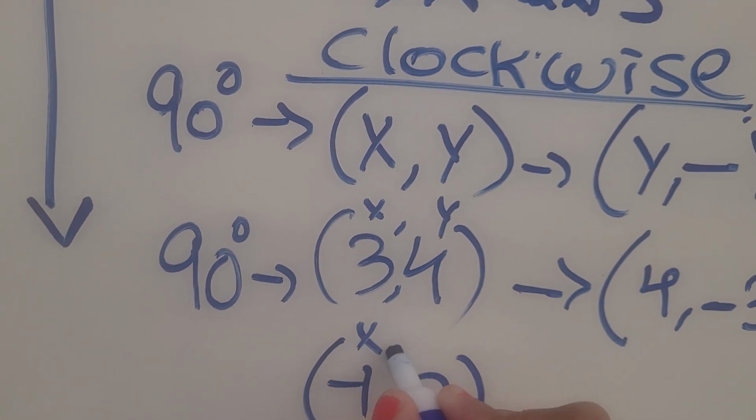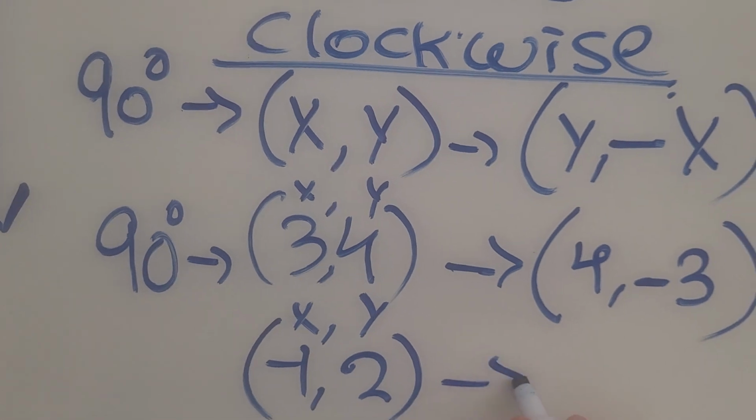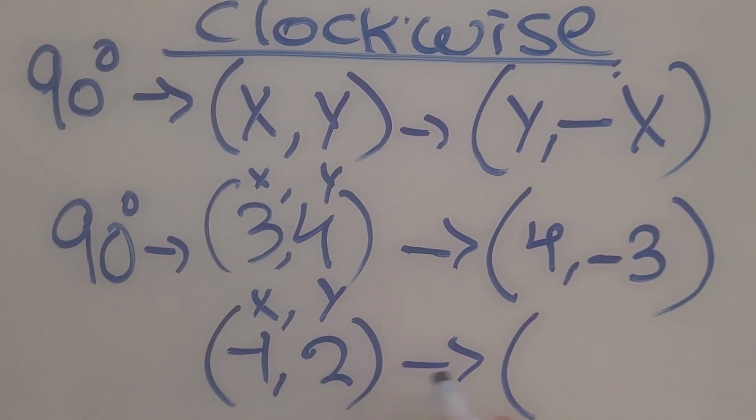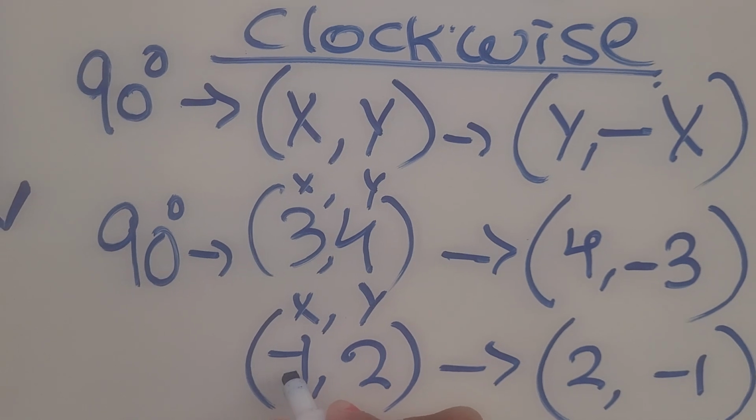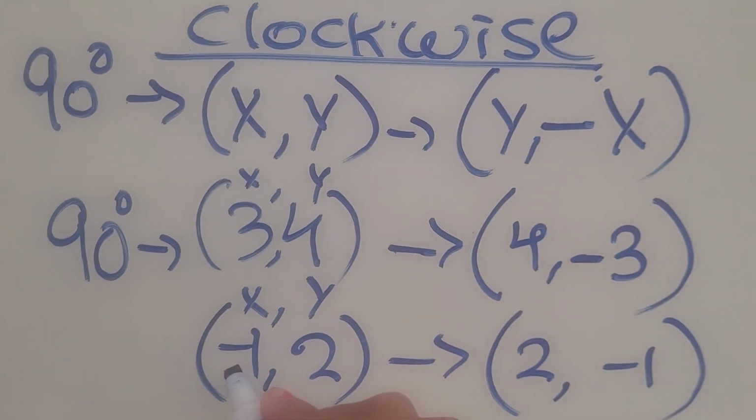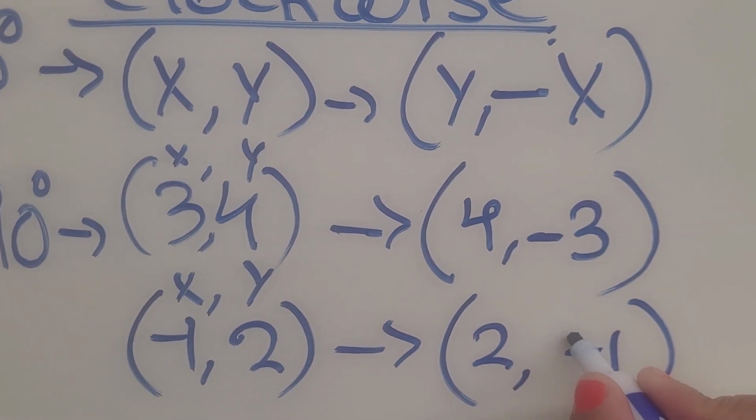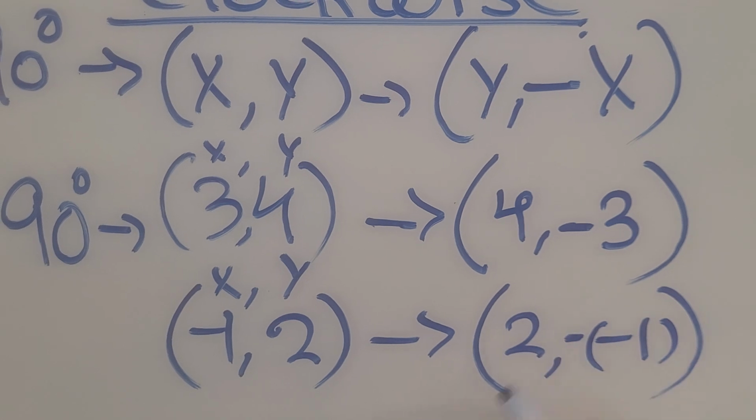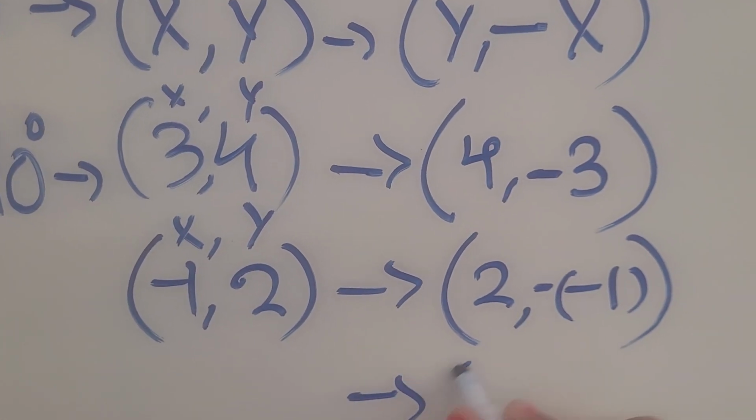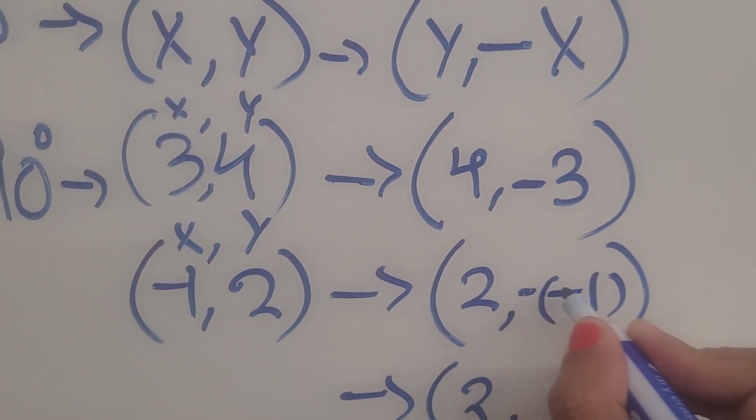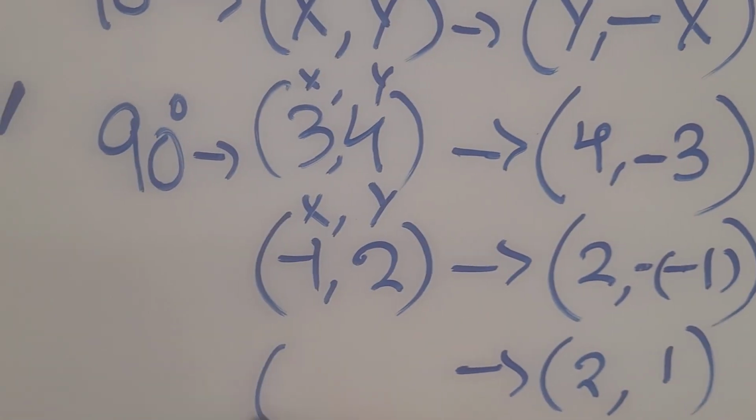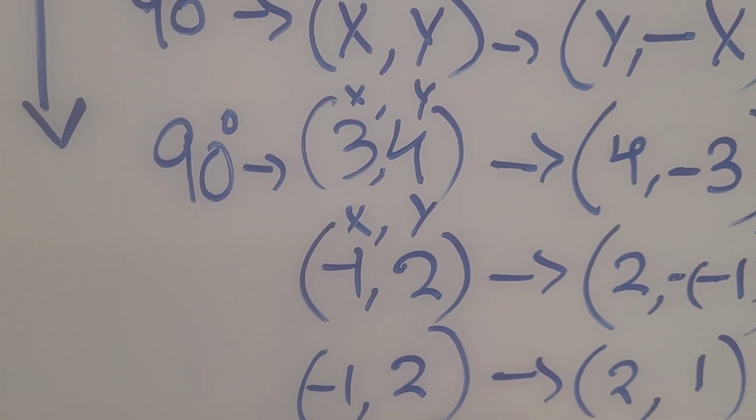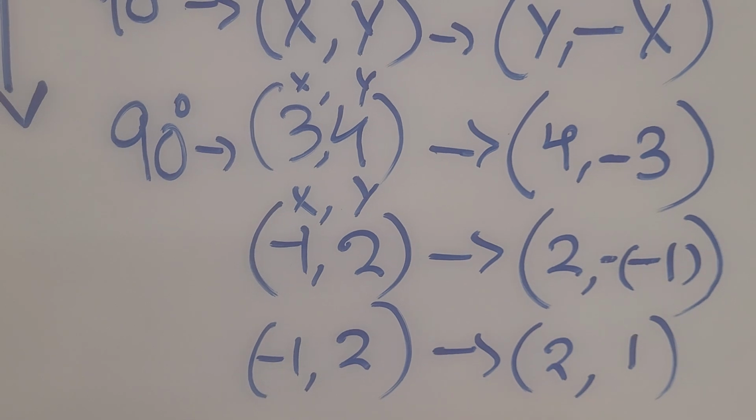Suppose the x and y coordinates are minus 1 comma 2. First let us interchange the coordinates to 2 and minus 1, and I need to apply the negative sign to the x coordinate. So I am applying the negative sign to x, which means 2, and minus times minus is nothing but positive. So 2 comma 1. So minus 1 comma 2 rotated 90 degrees will be 2 comma 1.